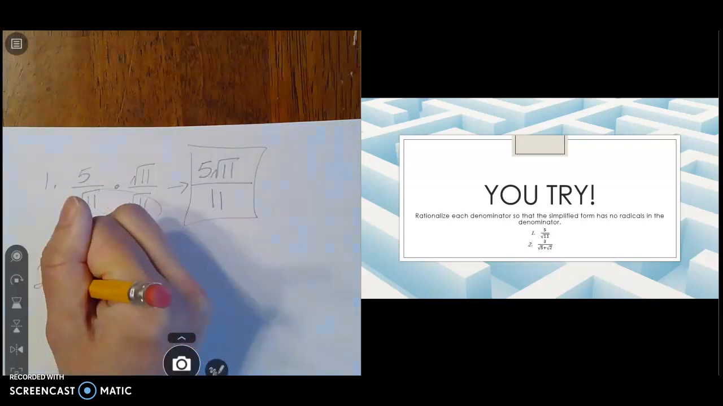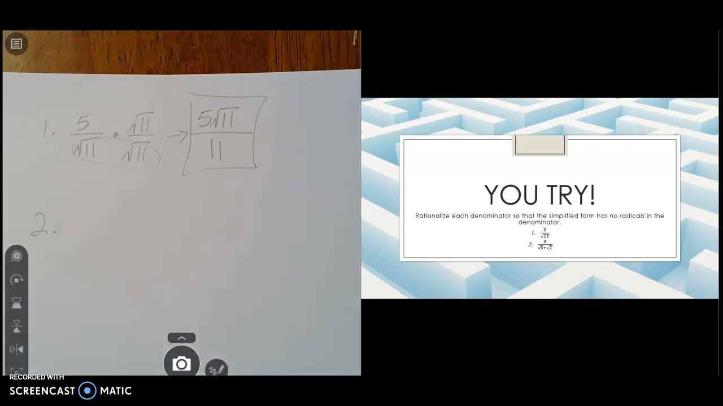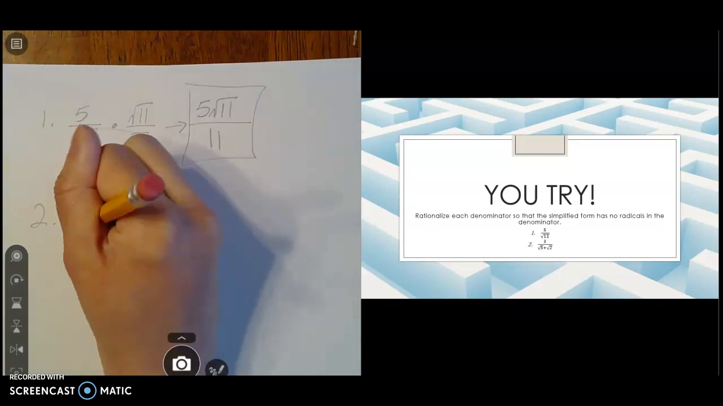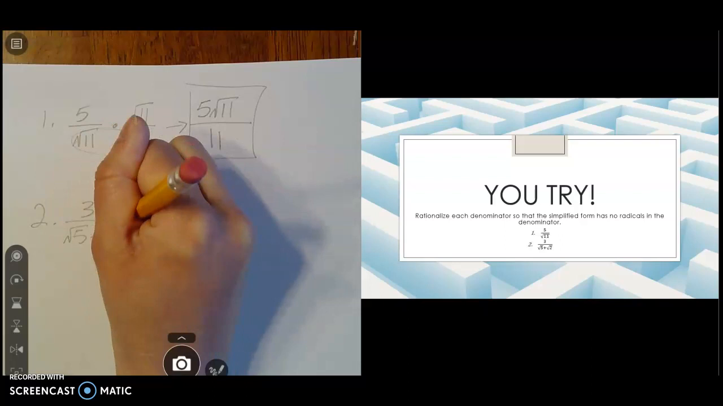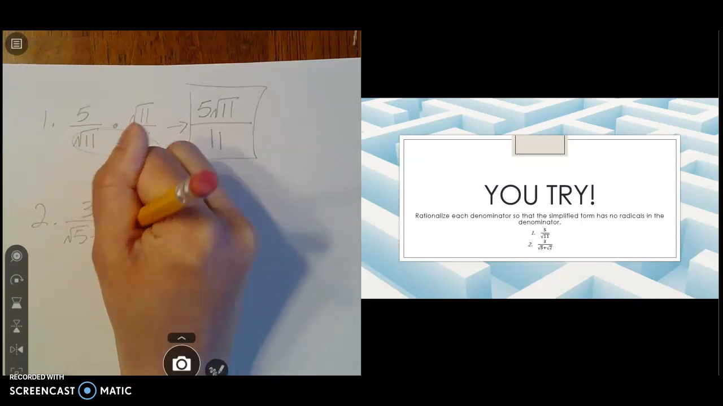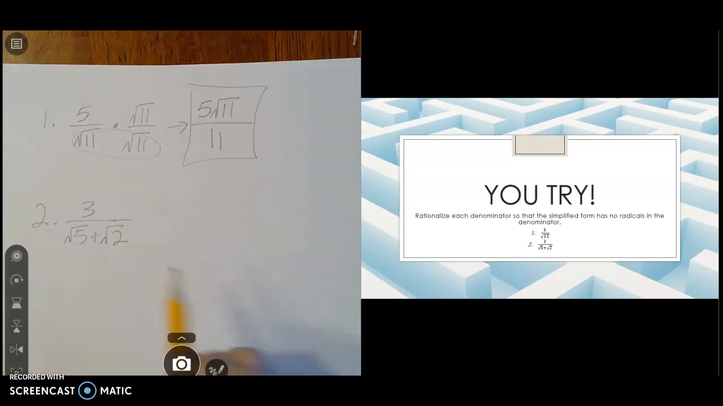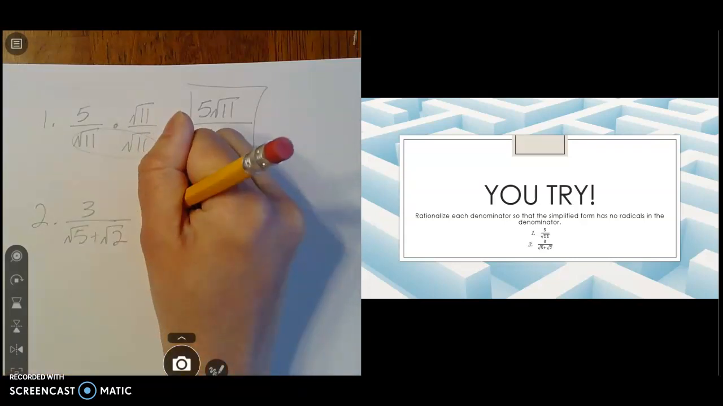Number 2 has 2 terms in the denominator. So we've got 3 over square root of 5 plus square root of 2. If you want to get these out of the square roots, you can't just multiply by one or the other. We need to multiply by the conjugate.